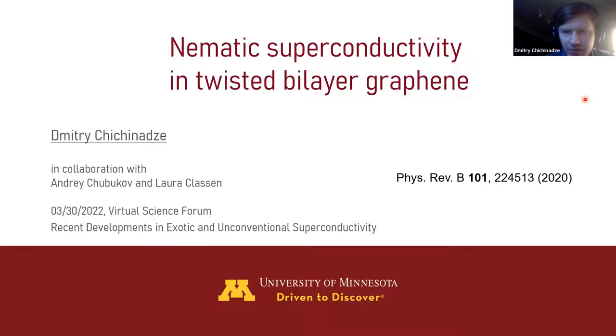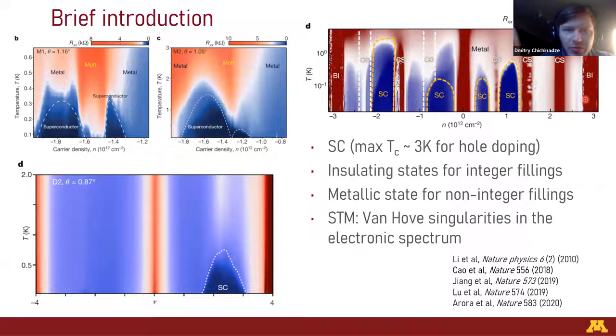A very brief introduction. As we all know, twisted bilayer graphene is a very interesting system. It exhibits multiple correlated phenomena, such as insulating states at integer fillings, most prominently shown at half filling, but also some signatures at fillings 1, 3, and so on. Those states are surrounded by metallic states, and a large part of the phase diagram of twisted bilayer graphene is actually metallic. Whether it's a normal metal or a strange metal is a separate question.